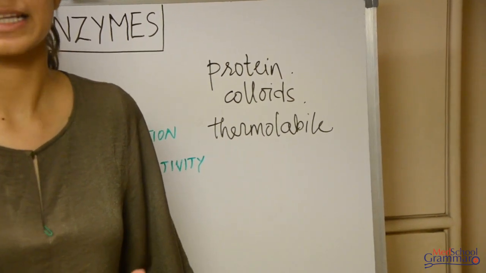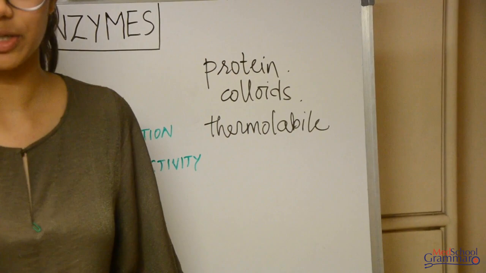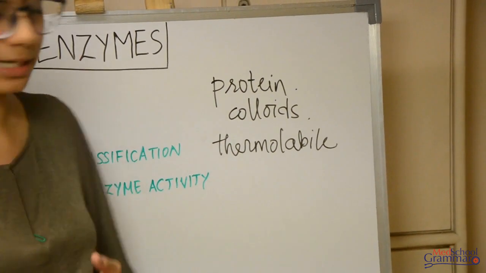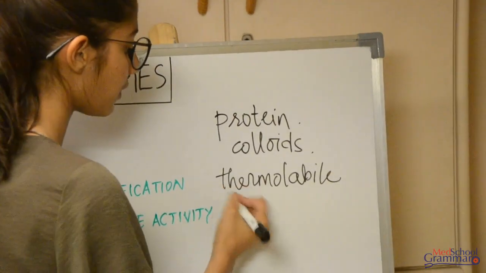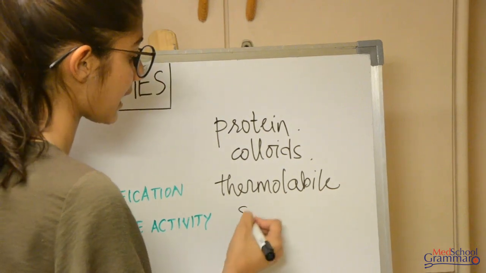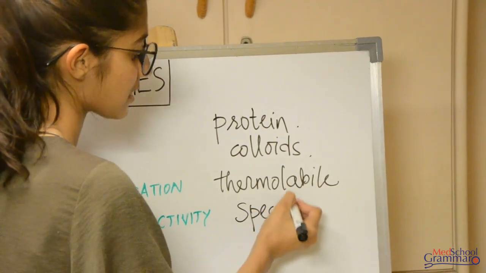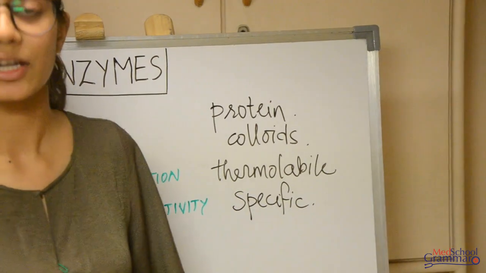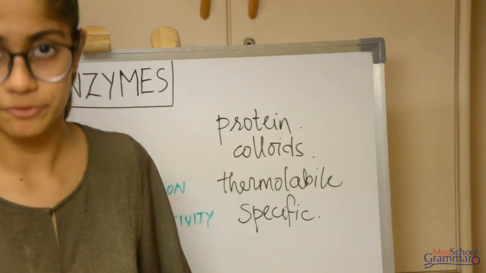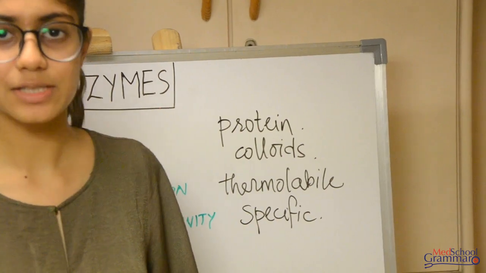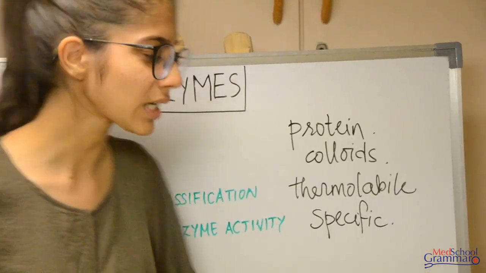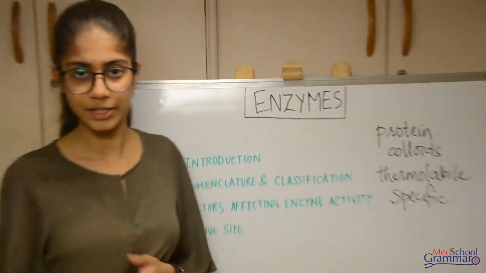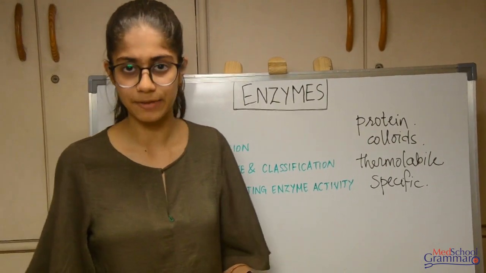Which is why we say that enzymes have an optimum temperature at which they function. We'll get into that later. And another property of enzymes is that they are highly specific. They're highly specific about the substrate on which they react or the reaction that they perform. Again, details of this we'll explain to you later. Now, there are some terms that I would like you to know before we get into the details of enzymes.